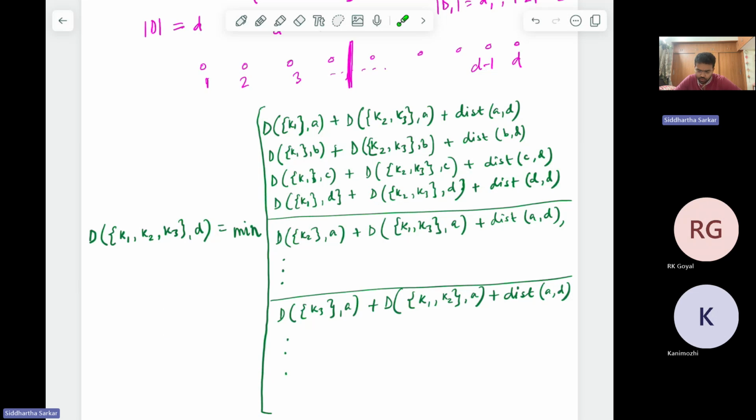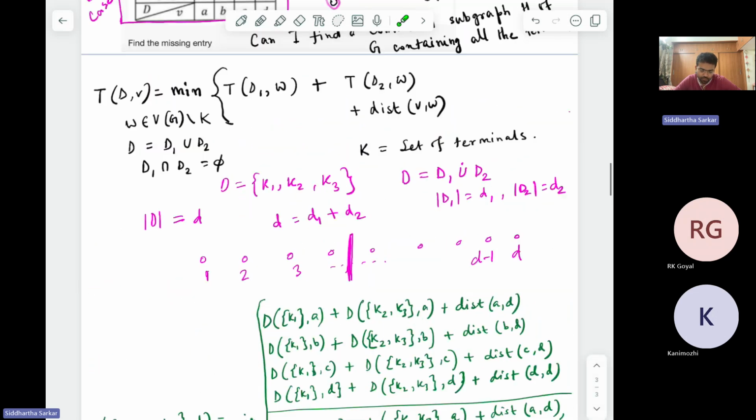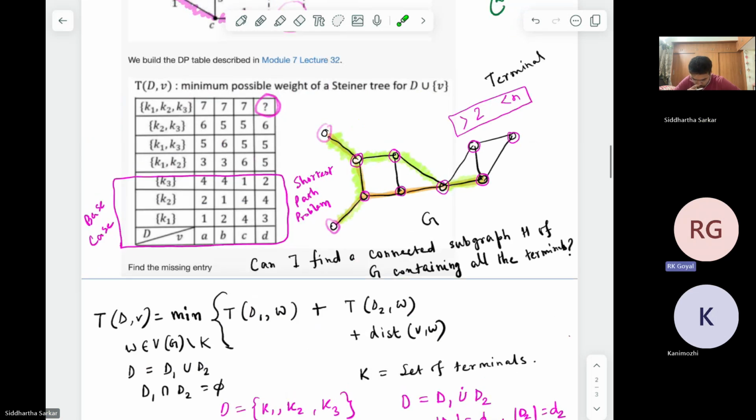I don't want to do the verification now, but you can verify for yourself that the minimum out of these 12 entries corresponds to 7. You can look it up from the table. Yes, I'll do it on my own.